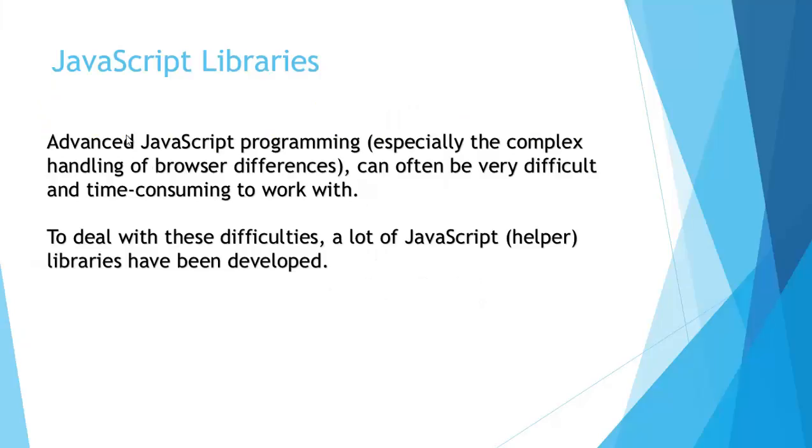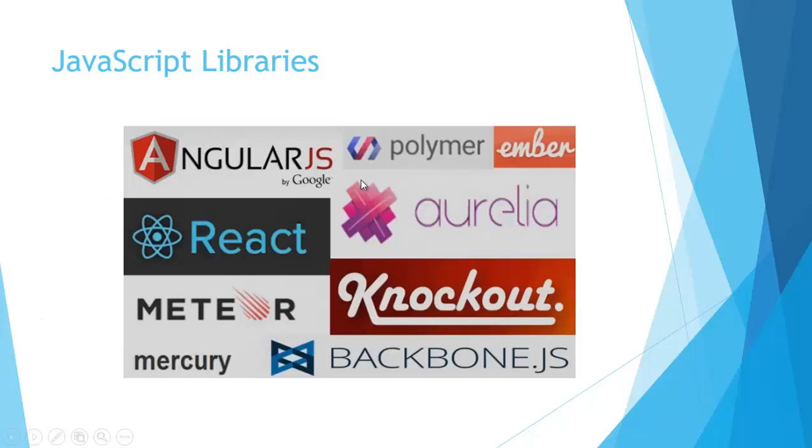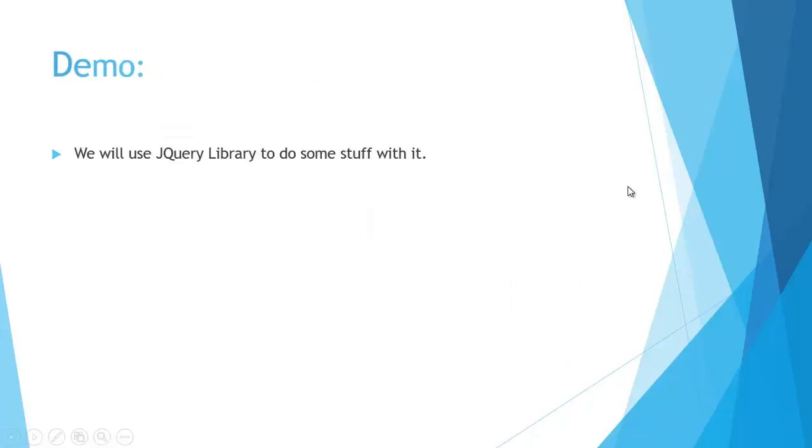JavaScript libraries. Advanced JavaScript programming, especially the complex handling of browser differences, can often be very difficult and time-consuming to work with. To deal with these difficulties, a lot of JavaScript helper libraries have been developed. JavaScript libraries are great, and there are so many you can use. There is AngularJS by Google, Polymer by Google also, React by Facebook, Mithril, Mercury, Backbone.js, Knockout. There are lots and lots of JavaScript libraries.